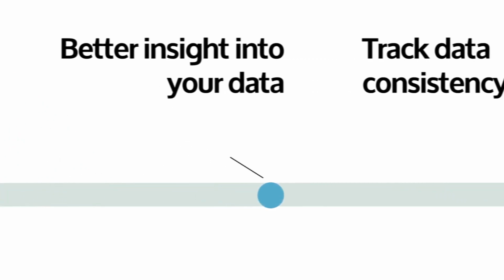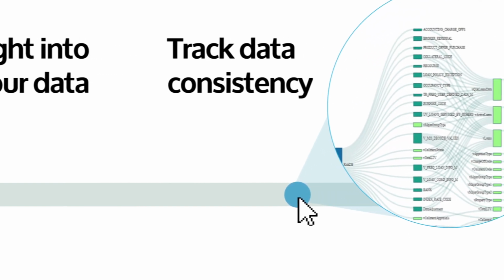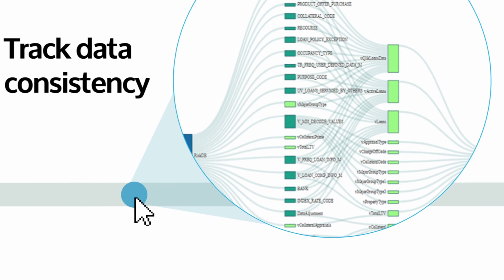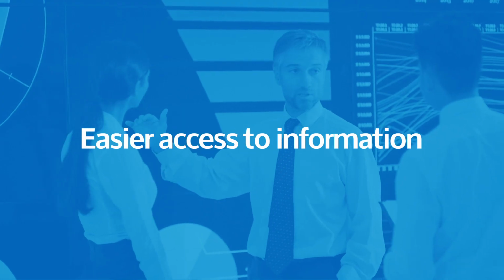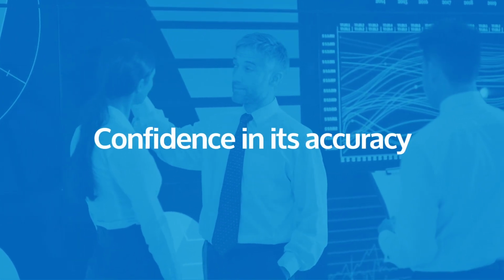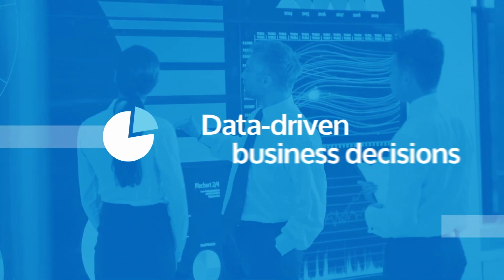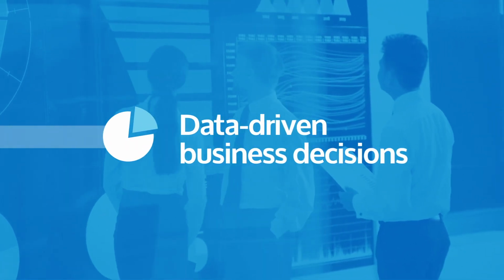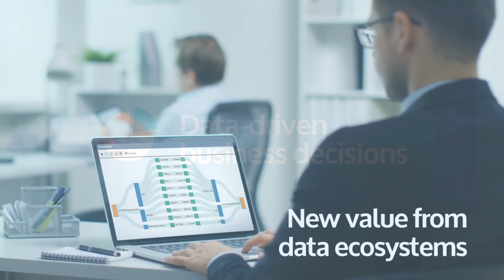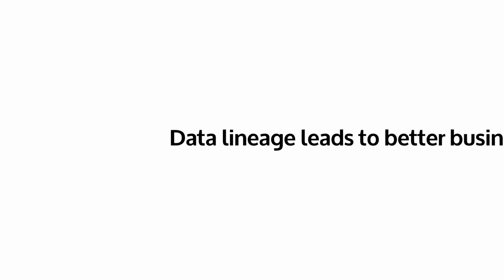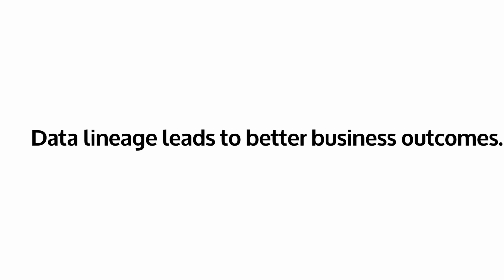You'll get better insight into your data and measure and track data consistency, establish its source, and how and where it's being used. Easier access to information and the confidence in its accuracy lets organizations make more informed, data-driven business decisions and identify business opportunities by realizing new value from their data ecosystems. Simply put, data lineage leads to better business outcomes, which drives profitability.